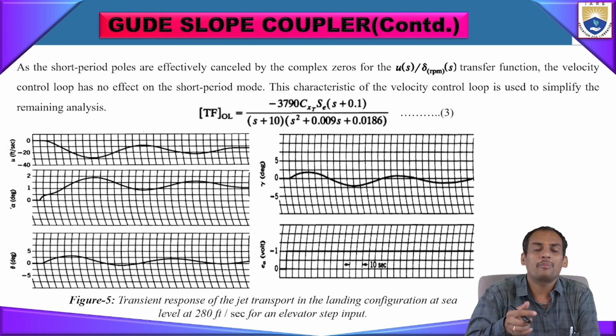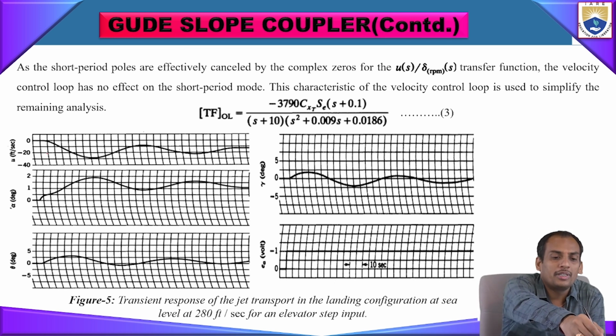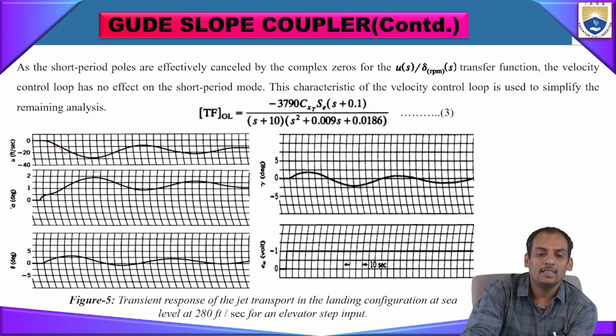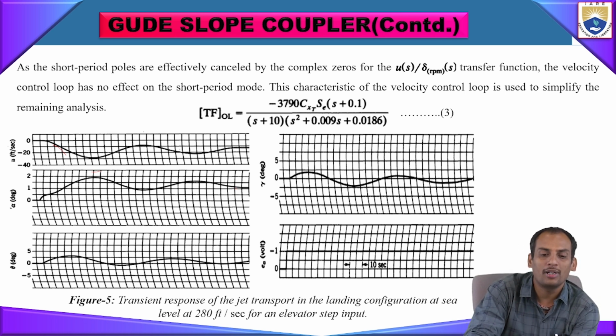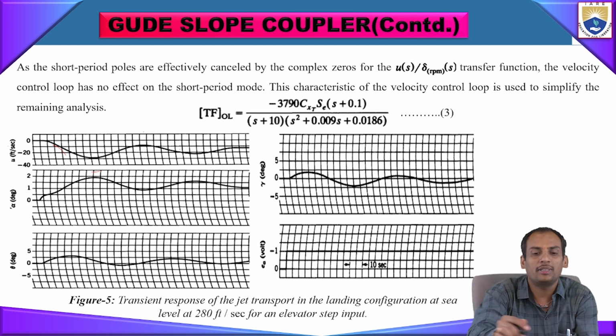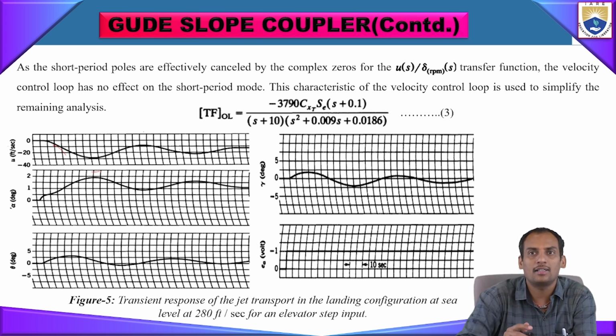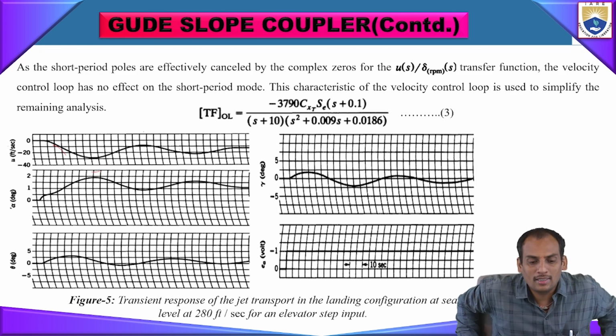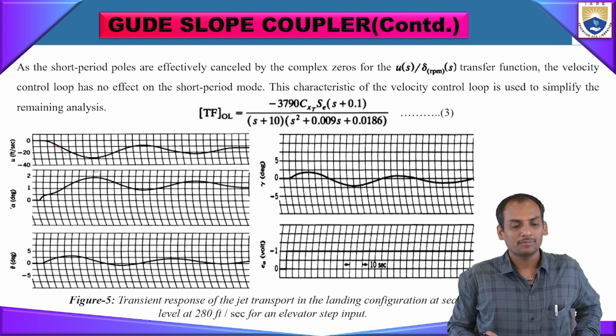So for that Phugoid mode approximation, how that frequency response has been given is shown here for different theta values and gamma value. See here, this is the transient response of a jet aircraft for a landing configuration at sea level. Here the velocity is 250 feet per second, for an elevator step input, like a step input of elevator we have given like this.